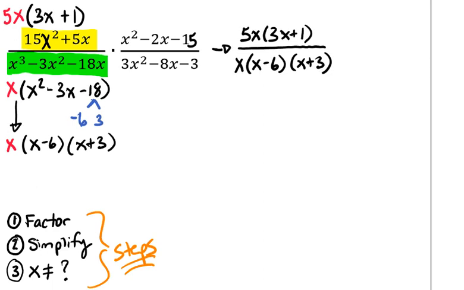So now we're ready to factor our second numerator, and here we see that we have a leading coefficient of 1. So we want to know what two numbers will multiply to negative 15 but will add to negative 2. We're going to choose negative 5 and positive 3. So this second numerator actually ends up having factors of x minus 5 and x plus 3.